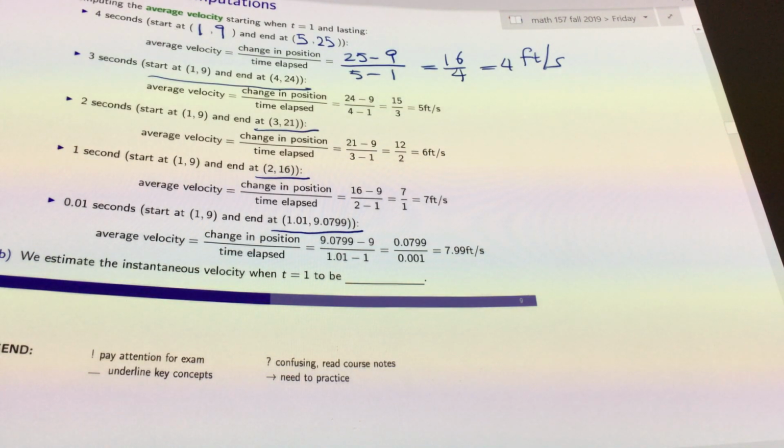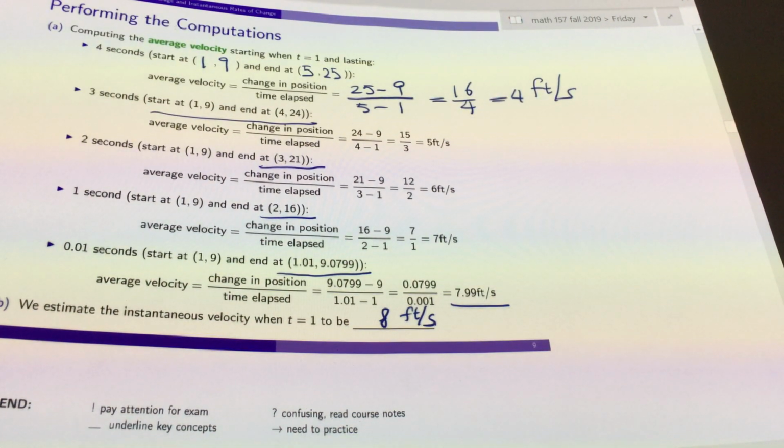Now, this only gives you the idea of the tendency of the function. This is not the way to compute the limit. When you compute, you get 7.99. If you're not satisfied, you see that it's very close to 8. You can choose 1.0001 and you get even closer to 8. So you will expect from the data that the instantaneous velocity at 1 should in fact be 8.